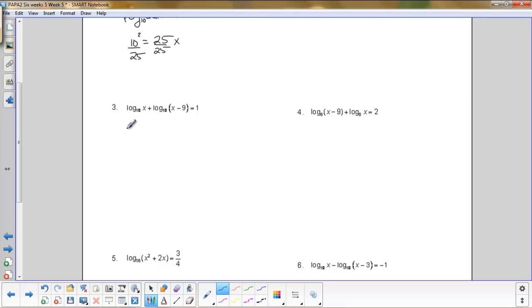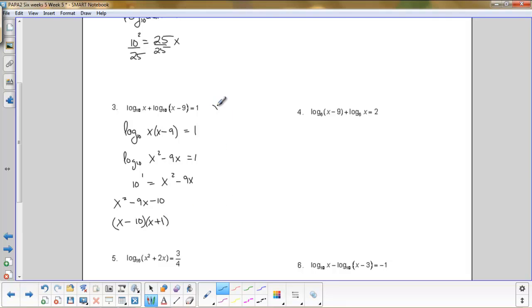So we're going to condense this logarithm using properties of logs. x times x minus 9 equals 1. Log base 10 of x squared minus 9x equals 1. Switching it into its exponential form, x squared minus 9x, bringing this to the other side, making a factorable trinomial. x minus 10, x plus 1 will be our 2 factored forms.